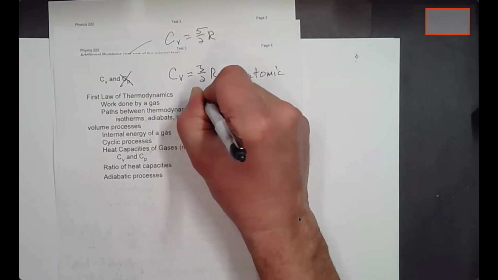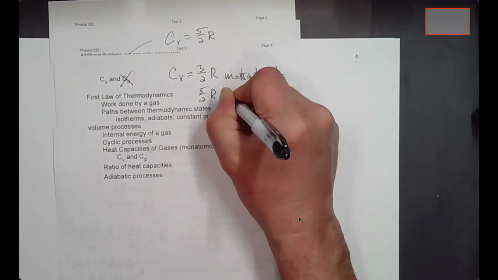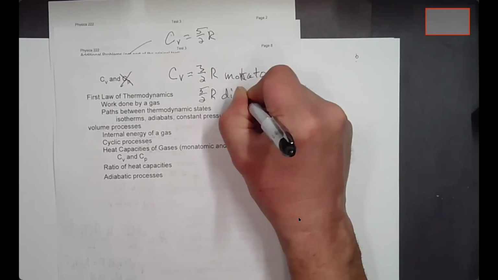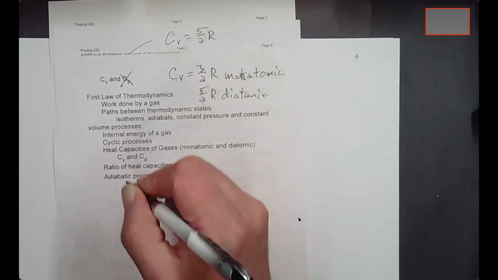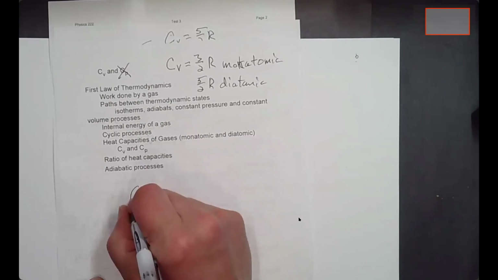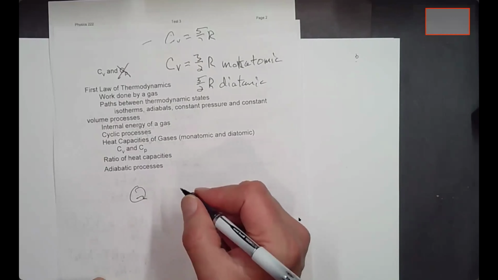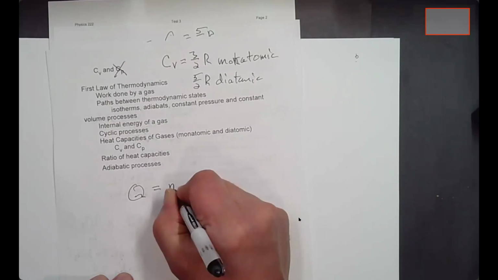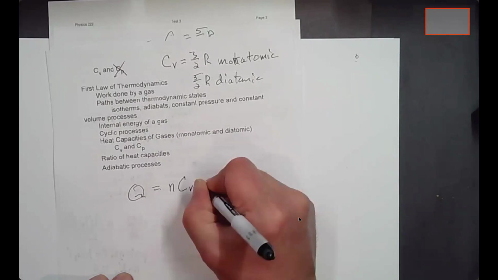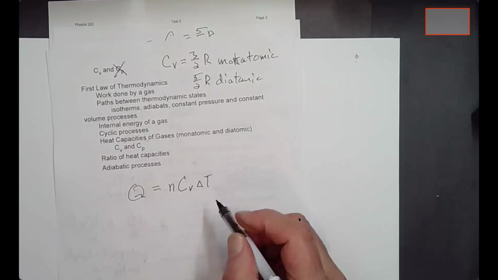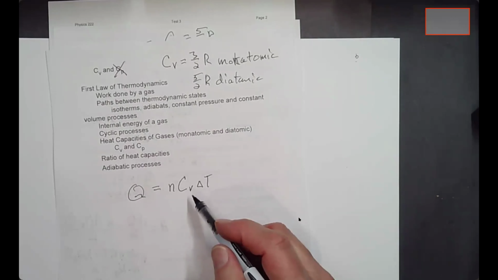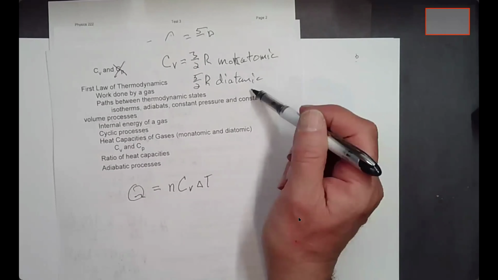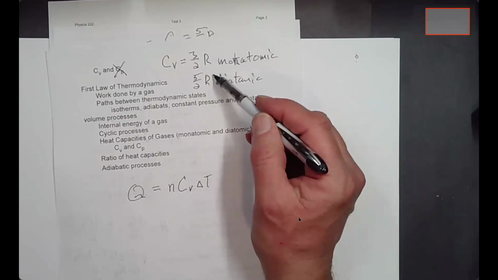And it's 5/2 R for diatomic gases. And where those show up is that the amount of heat required to raise the temperature of a gas by delta T is number of moles times C sub V times delta T. And then depending on the type of gas you have, if it's monatomic or diatomic, you'd use either 3/2 R or 5/2 R. And that was about all we did with that.